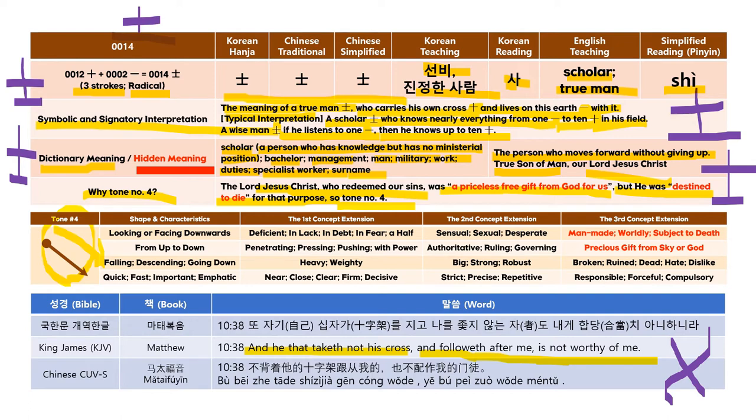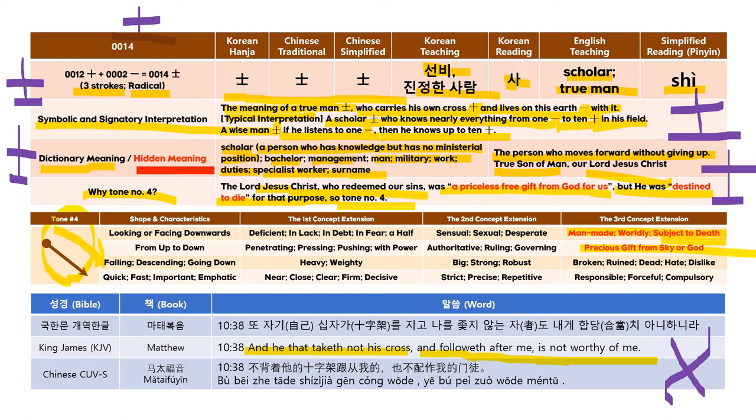There are many conceptual values of the tone number principle: man-made, worldly, subject to death, destined to die, and a precious gift from the sky or God. Whatever your religion is, it doesn't matter. In Hanja, in Chinese characters, I think the Chinese characters were invented by the descendants of Noah. And I believe the Korean ancestors, Dongyi, invented Hanja and Chinese characters.